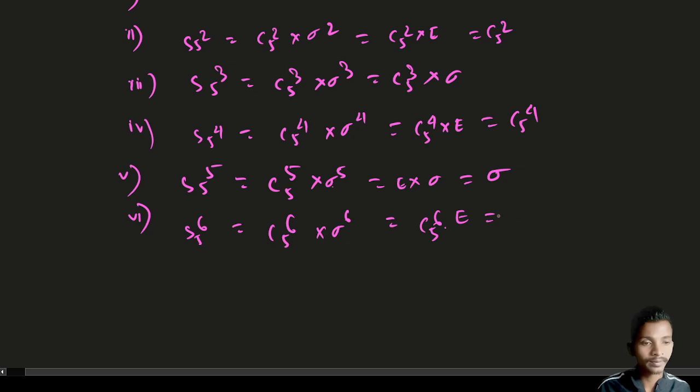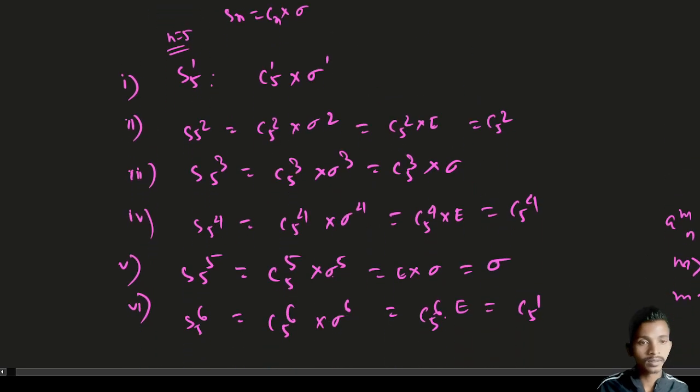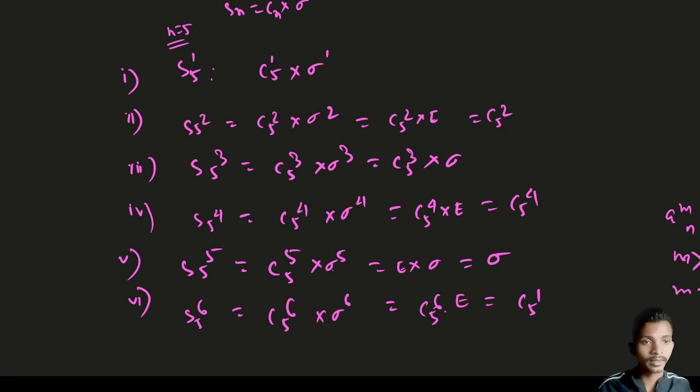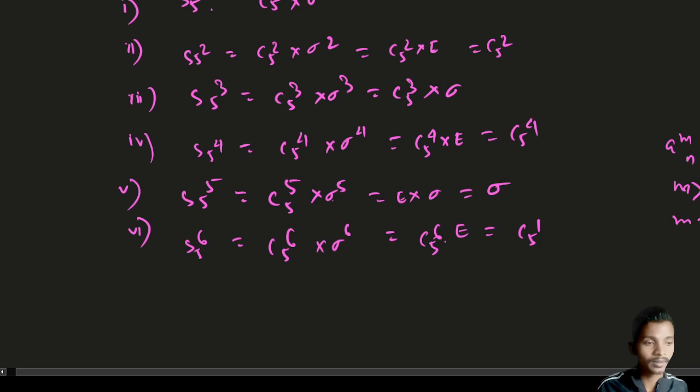How can you write this one? In that way I'll discuss M, and if M is greater than N, then we have to do M minus N. This is equal to C5 1. So are we getting this C5 1? No, this is C5 sigma. We are getting C5 2, but we are not getting C5 1. Okay, so we have to proceed.